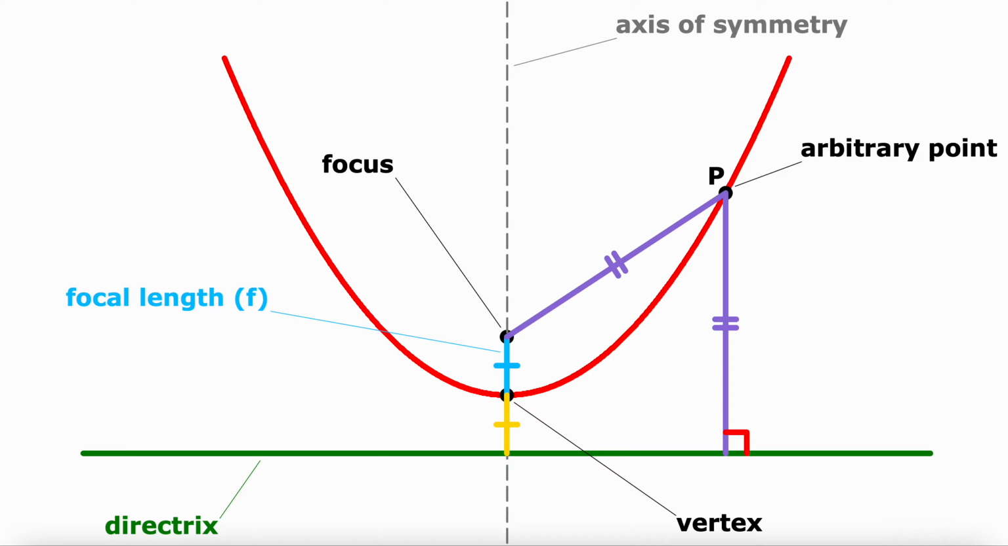Lastly, the focal length is the distance between the focus and the vertex. It determines the shape of the parabola. Specifically, the shorter the focal length, the narrower the opening of the parabola. Conversely, the longer the focal length, the wider the opening of the parabola.